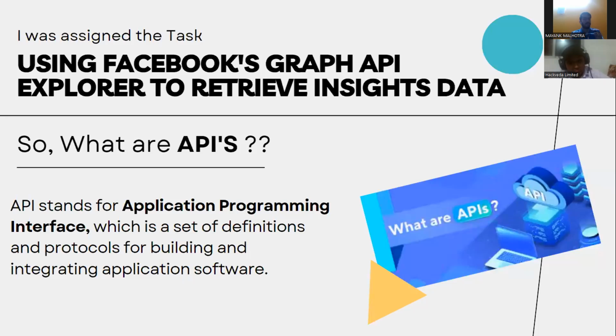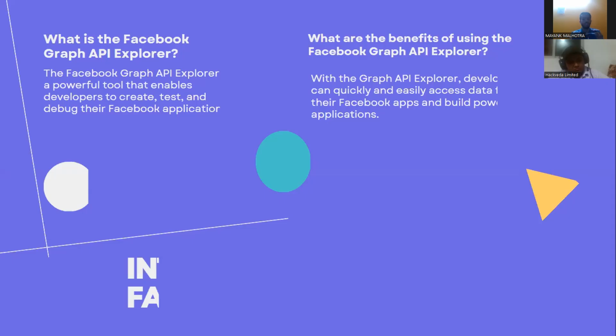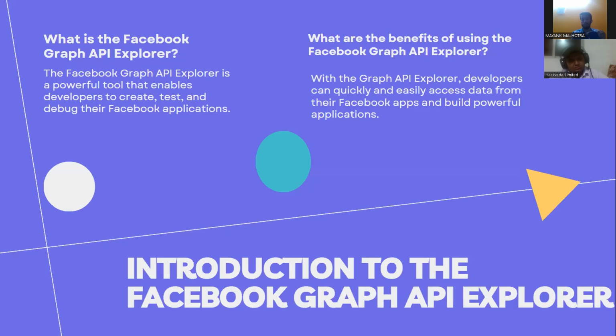So, introduction to the Facebook Graph API Explorer. What is Facebook Graph API Explorer? It allows Facebook developers to create, test and debug their Facebook applications. The benefit of using Facebook Graph API Explorer is that with its help, you can quickly and easily access data from your Facebook apps and build a powerful application to retrieve and display the data insights.